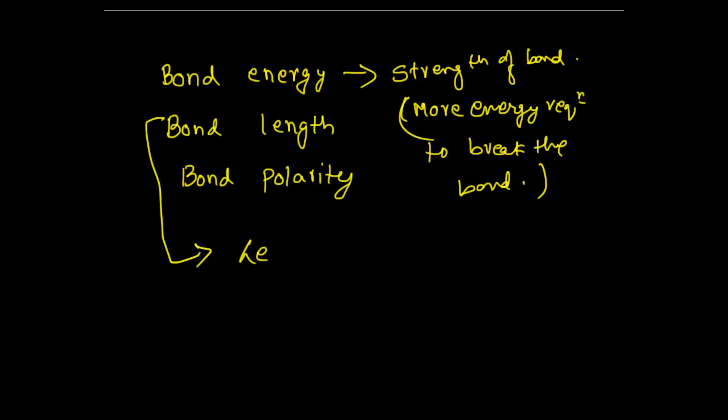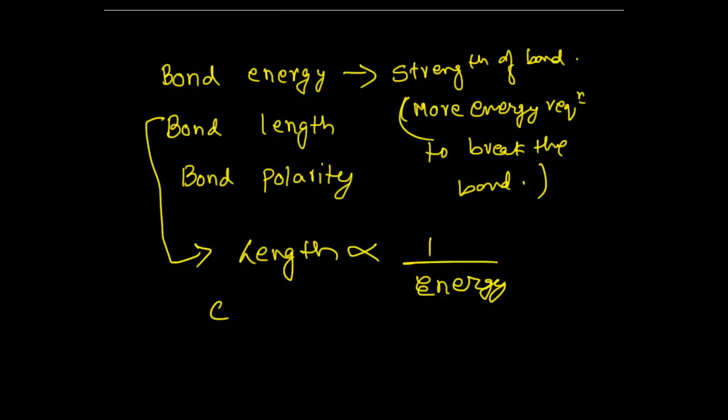So bond length is inversely proportional to bond energy. That is, if we have a longer bond, we need less energy. If we have a longer bond, that means it has less strength, so it is easier to break the bond. Now, why is this the case? That is, why does a longer bond require less energy to break?